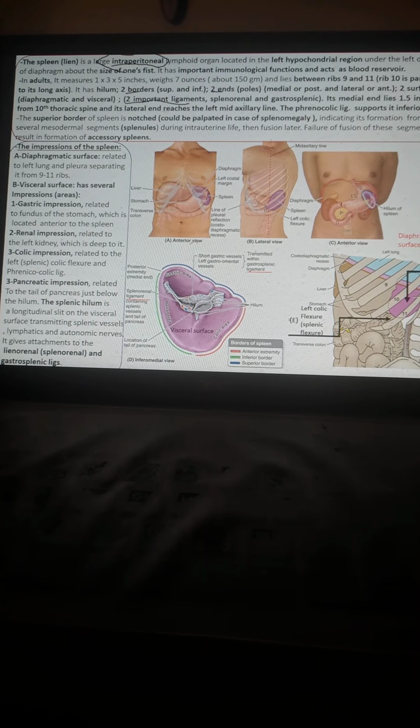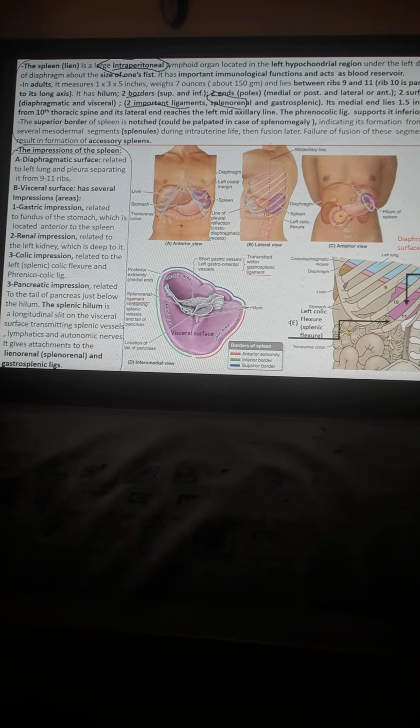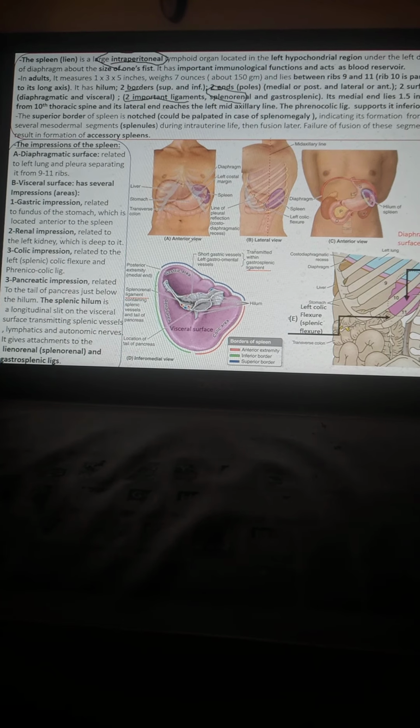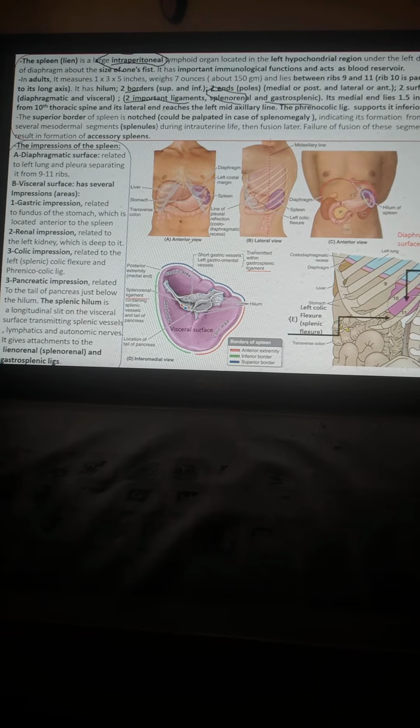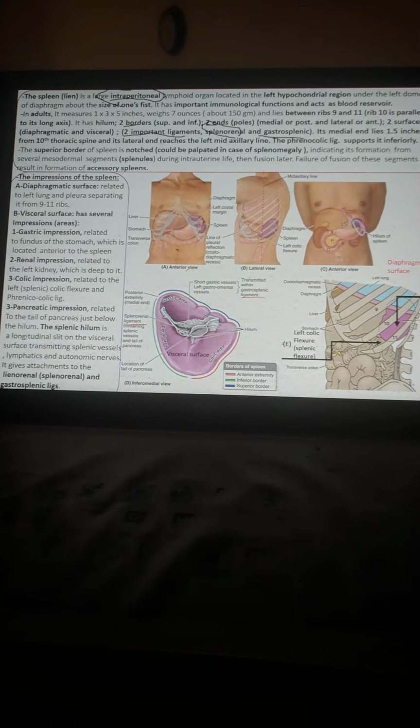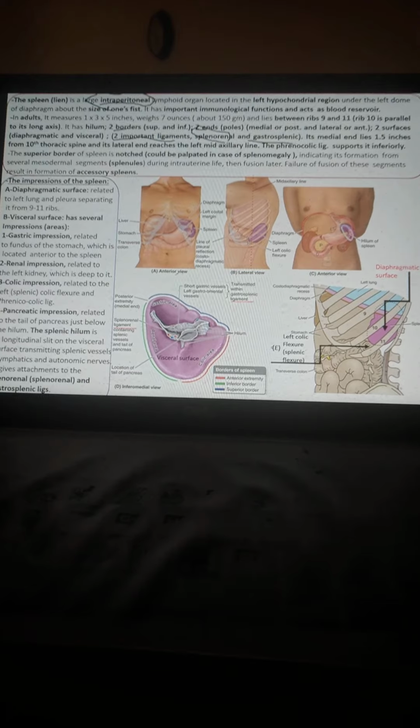One is called splenorenal or lienorenal, because lien means spleen, and the other ligament is called the gastrosplenic, which is connected to the stomach. And each ligament contains important structures I will mention later on.